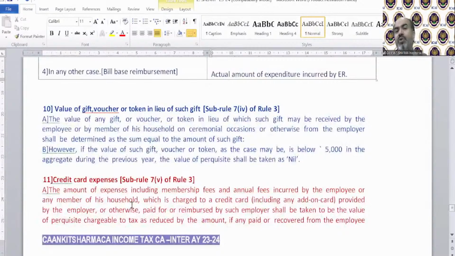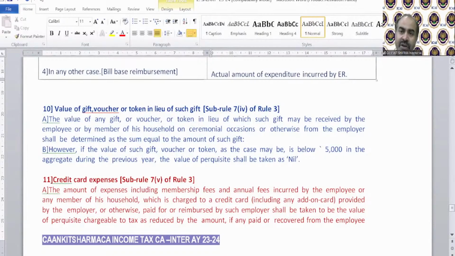Value of gift and voucher, etc. The value of any gift or voucher or token in lieu of which such gift may be received by the employee or any member of his household on a certain occasion, otherwise from the employer, shall be determined as a sum equal to the amount of such gift. However, if the value of such gift or voucher or token, as the case may be, is below 5,000 in the aggregate during the previous year, the value of perk shall be nil. So if your employer is giving you any kind of gift, then up to 5,000 rupees it's going to be exempted and the balance is taxable.